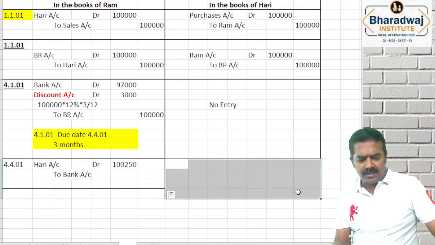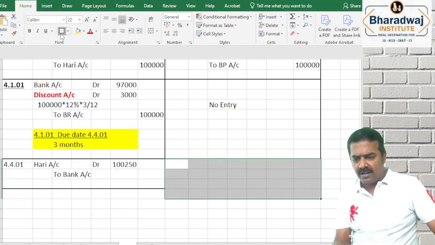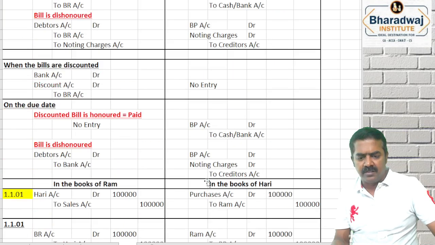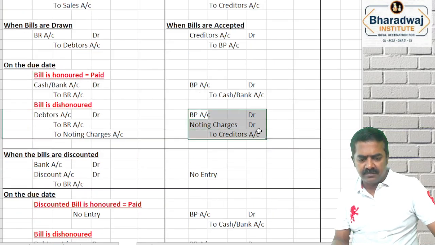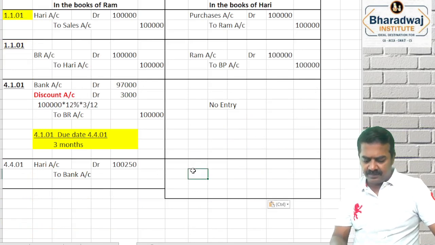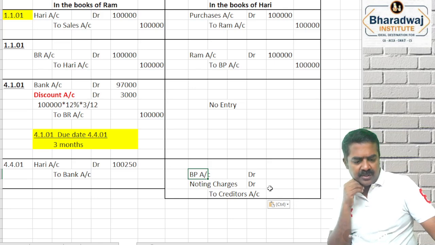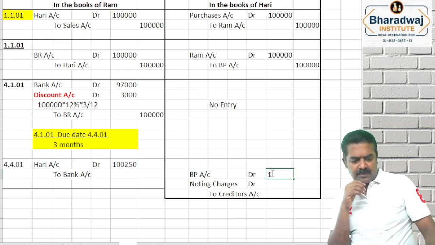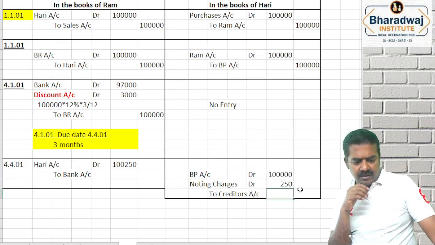Second party is not bothered about it. Second party will pass the normal entry. What entry will they pass when the bill is dishonored? Bills payable account debtor, noting charges account debtor to creditors account. Bills payable 1 lakh, noting charges 250, creditors 1 lakh 250.